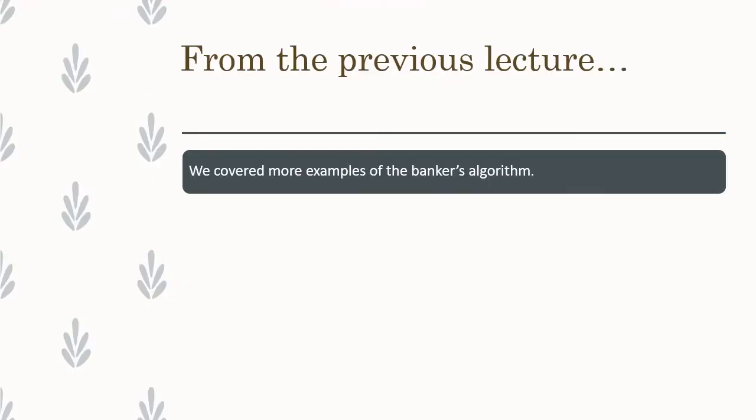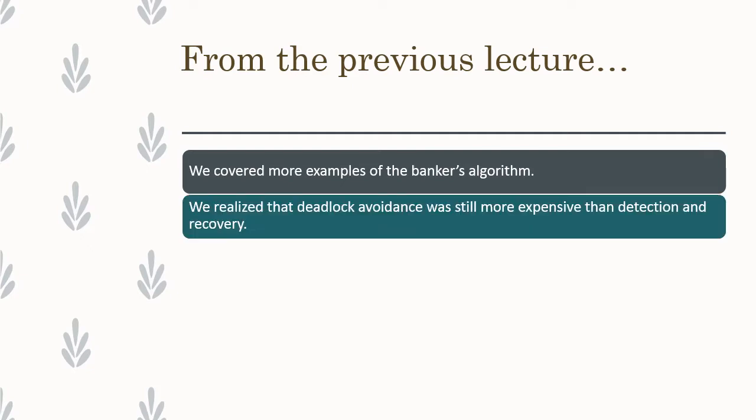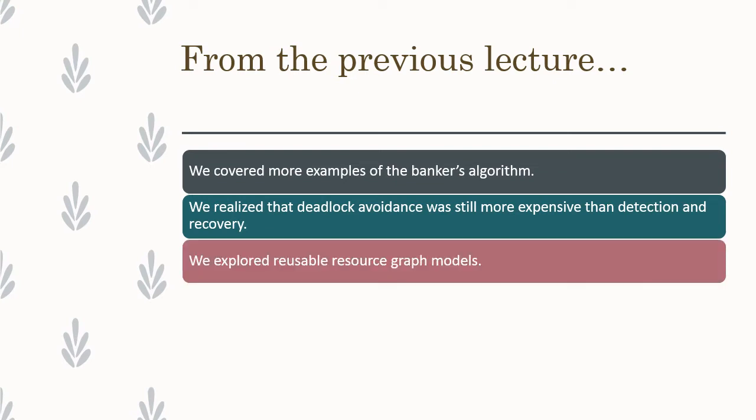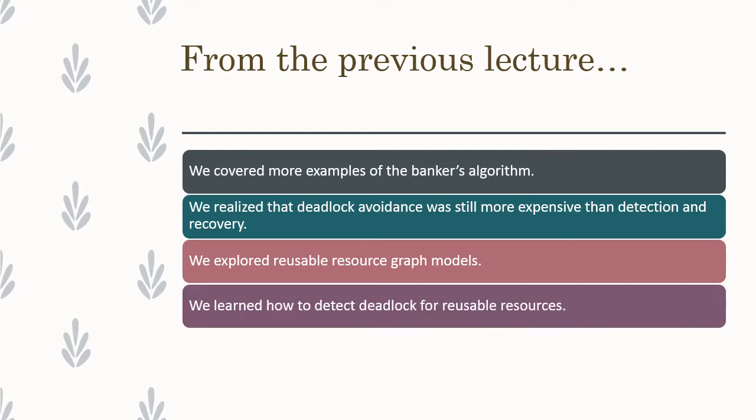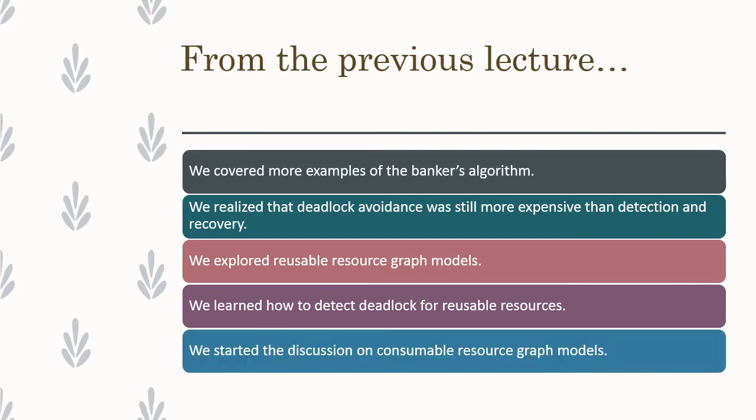In the previous lecture, we covered more examples of the banker's algorithm. We realized that deadlock avoidance was still more expensive than detection and recovery. We explored reusable resource graph models. We learned how to detect deadlock for reusable resources. And we started the discussion on consumable resource graph models.